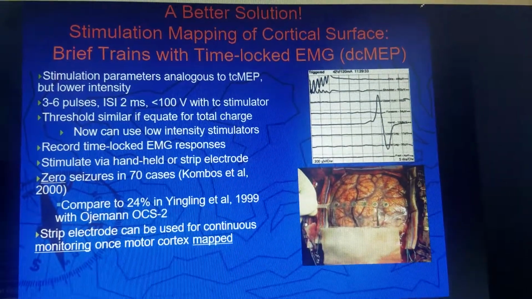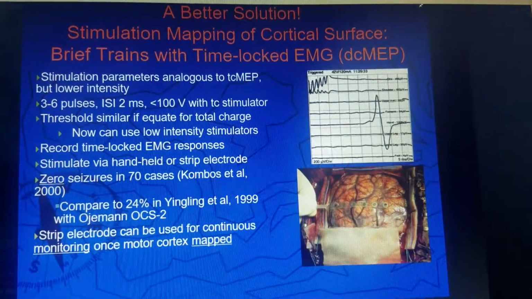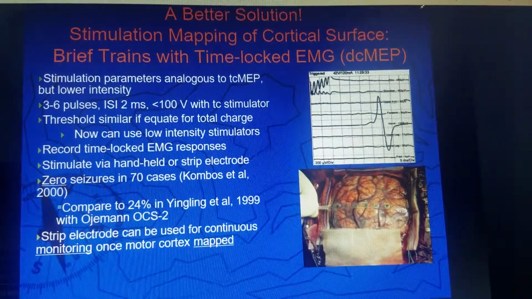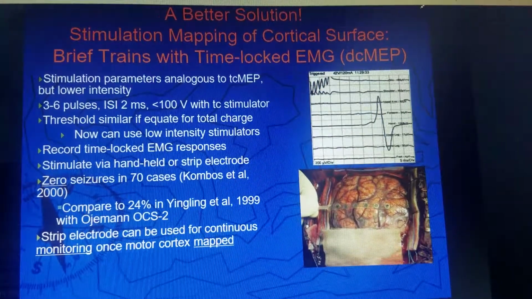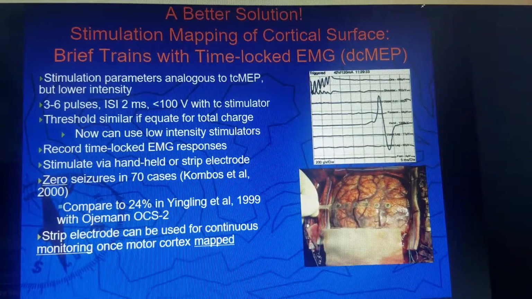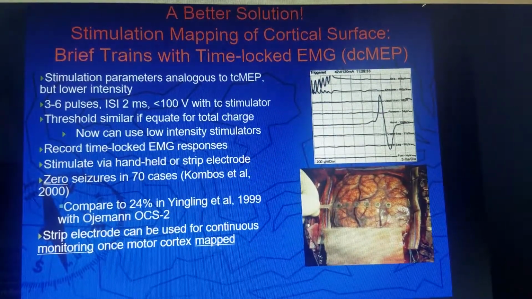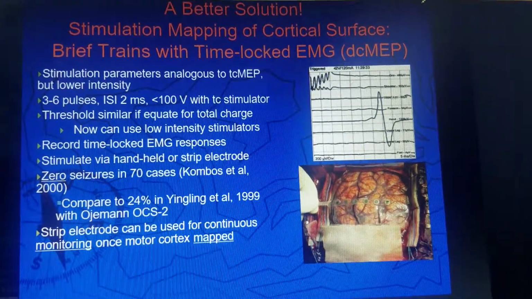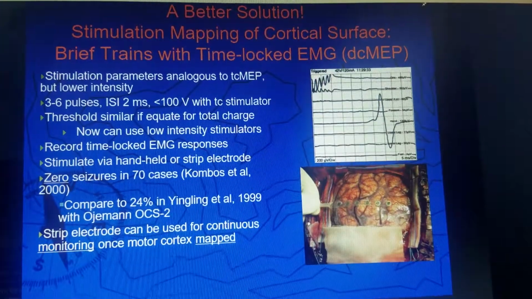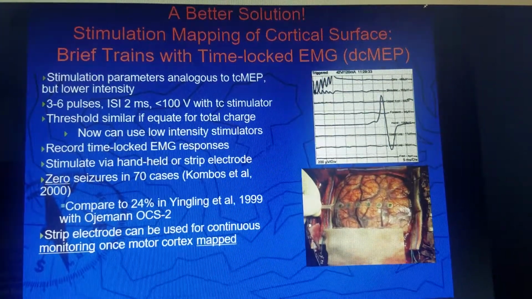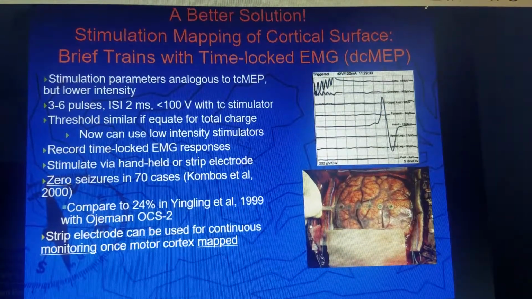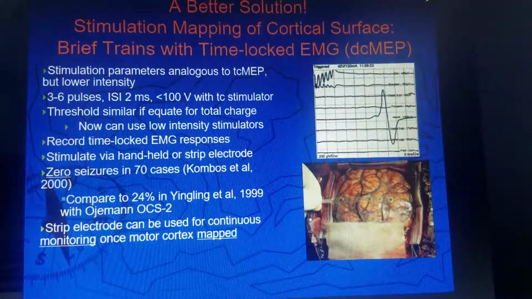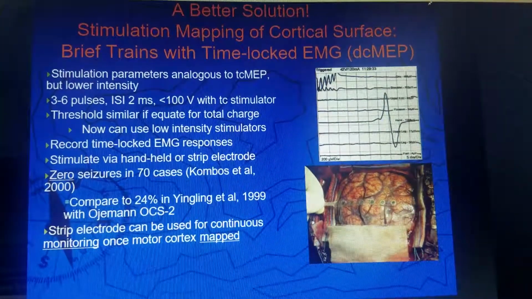And then, just like a transcranial motor evoked potential, we record time-locked responses and see this nice evoked response here, specific to the hand area. You can do this either with a strip electrode, as shown in the photograph, or you can map the cortex with a handheld electrode with a ball-tip probe. The nice thing about this is that it does not appear to generate seizures as long as you keep the train repetition rate low. The first paper, Calancie et al. in 2000, had 0 seizures in their series of 70 cases, compared to 24% in our paper using the Ojemann continuous stimulation.